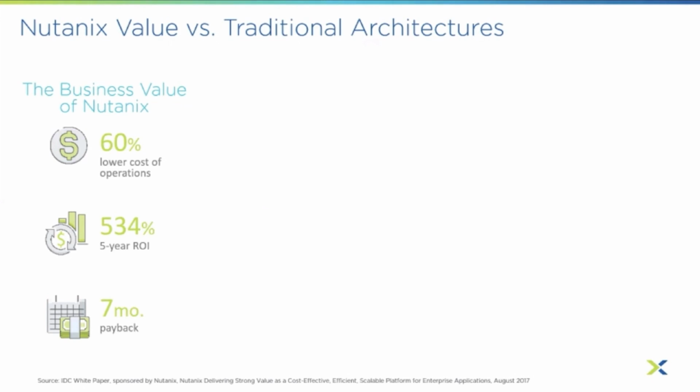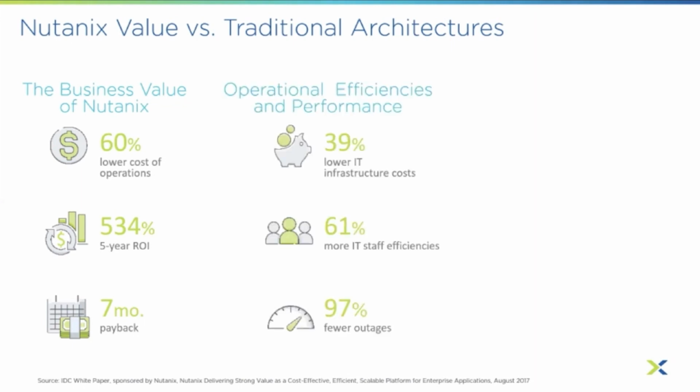They interviewed the customers and came back and told us that customers that switched to Nutanix were able to realize these benefits. On the business value side of things, 60% lower TCO, 534% five-year ROI, and a seven-month payback, which is a really quick period to get that back. There are also operational and performance efficiencies, so lower infrastructure costs and better IT efficiency so they can focus on other things and not just maintaining all of this different infrastructure.